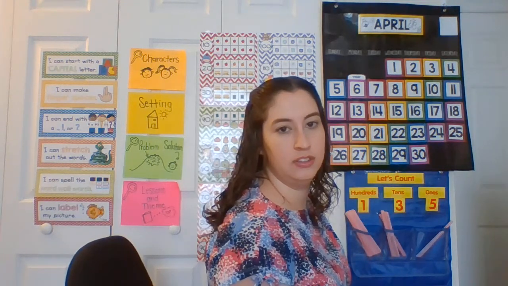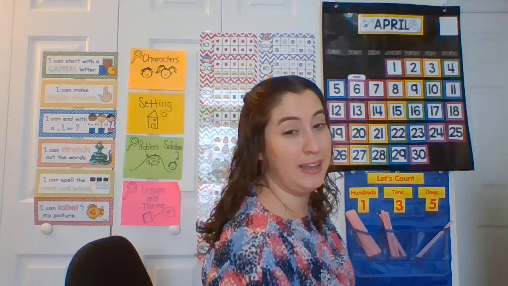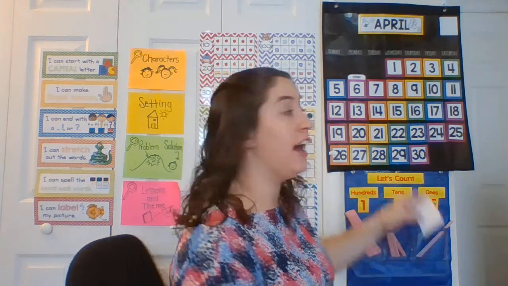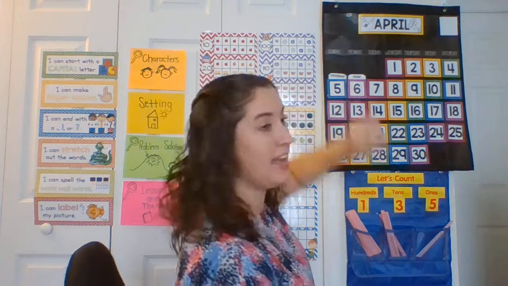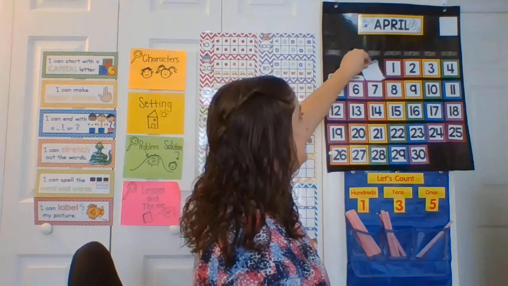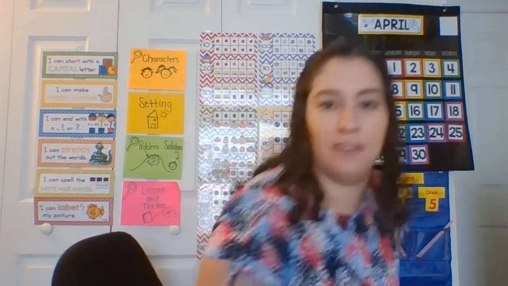Now, we're going to do yesterday. What was yesterday? What day came before today? What number came before today? If today is 6, which one is yesterday, the 5 or the 7? The 5. The 5 was yesterday. Yesterday was Sunday, April 5th. And today is Monday, April 6th. So tomorrow would be Tuesday, April 7th. Very good.